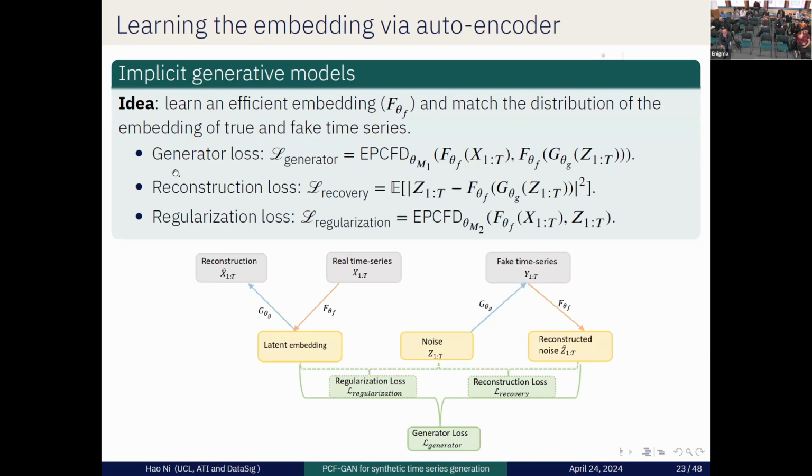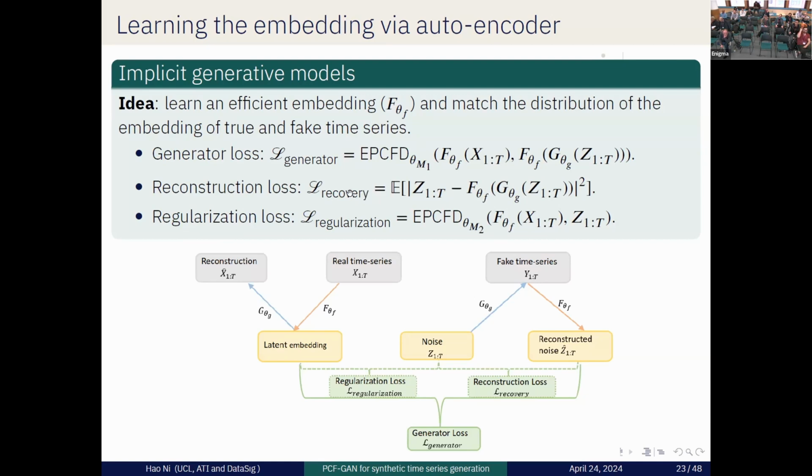So here we have four losses. The generator loss is defined as the PCF-D of the embedding of the true and the fake data. And we will also use two additional losses, the reconstruction loss and the regularization loss, to enforce the invertibility of the embedding. Here the embedding F and the generator G serve as pseudo-inverses of each other. Therefore, in the ideal case, F composed with G should be close to the identity.